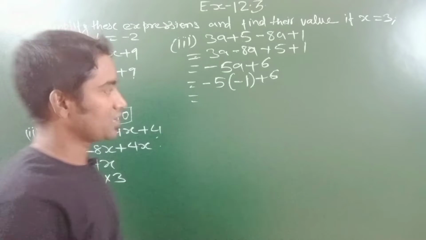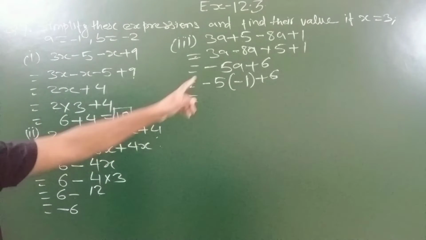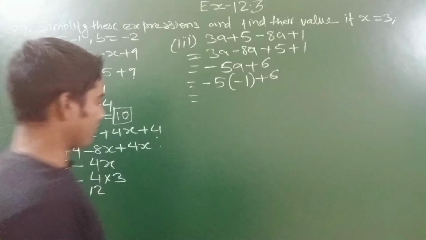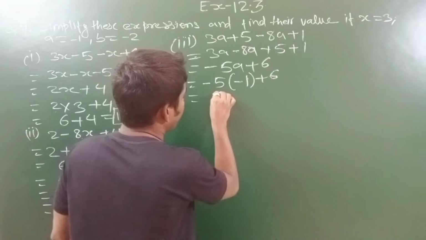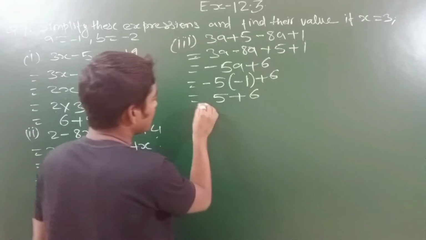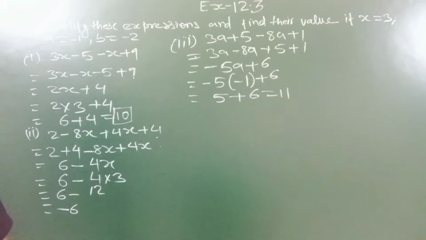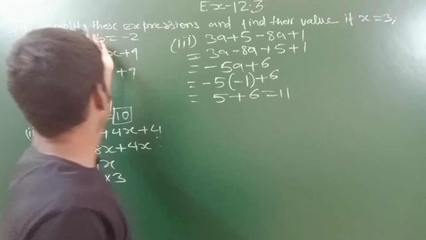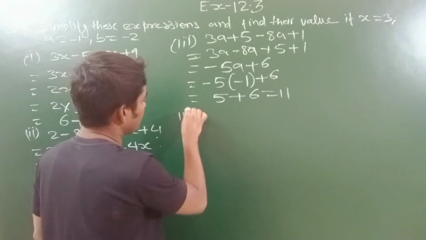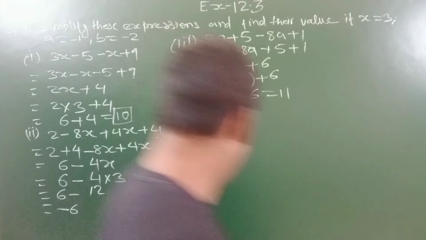So minus into minus will give you plus, and 5 into 1 will give you 5. Okay, so here you will have plus 5 and plus 6 was earlier, so plus 5 plus 6 will give you 11 as your value of the expression at x is equal to minus 1. Now moving to the next segment, segment number 4, students.